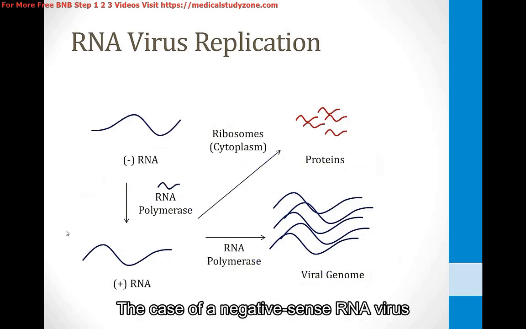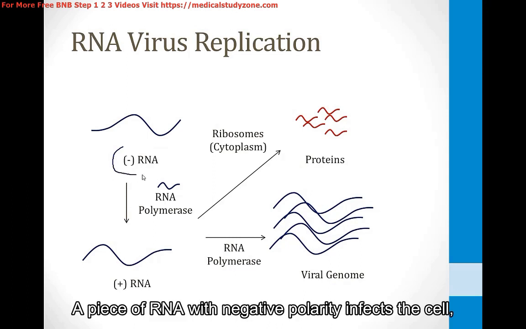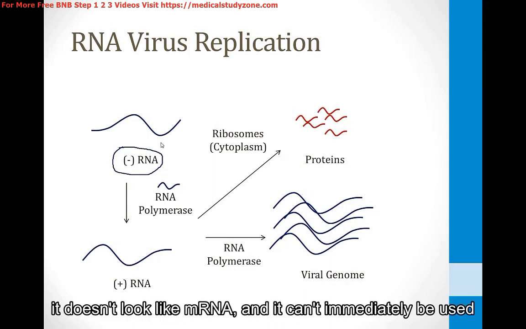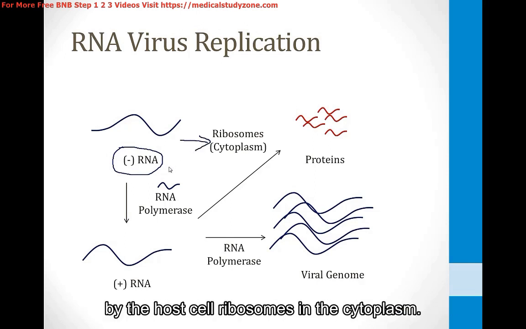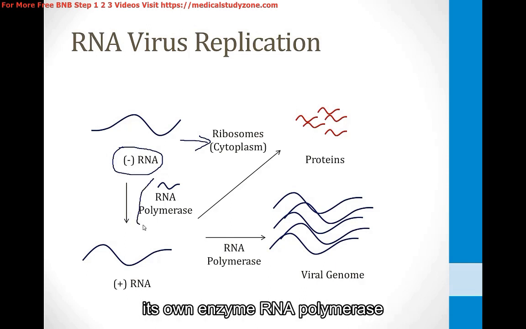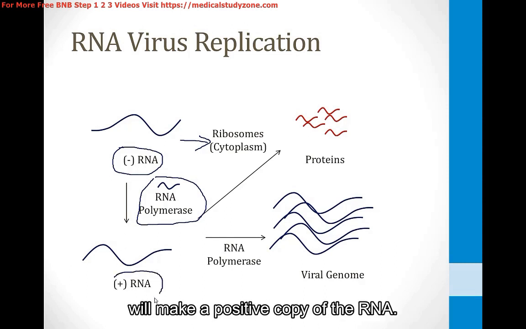The case of a negative sense RNA virus is a little bit different. So a piece of RNA with negative polarity infects the cell, and because it has negative polarity, it doesn't look like mRNA, and it can't immediately be used by the host cell ribosomes in the cytoplasm. This means the virus must bring with it its own enzyme RNA polymerase in order to begin reproducing itself. That enzyme RNA polymerase will make a positive copy of the RNA.